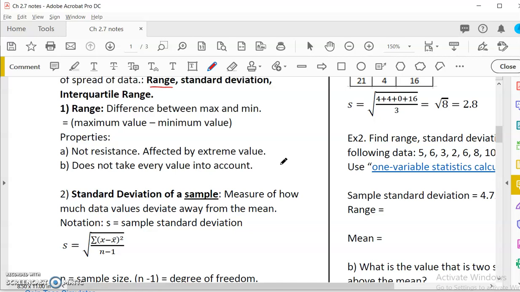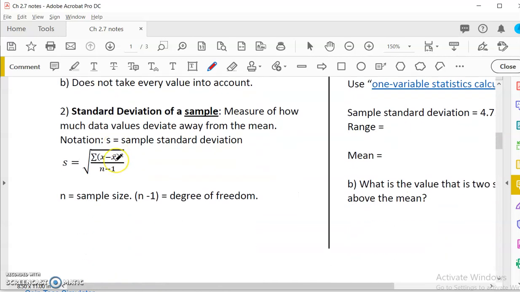Okay, so how do you calculate them? Range, we talked about that, is maximum minus minimum. Remember it's not add, it's minus. So it just tells you the distance between the lowest and the highest. The properties of this measurement: it is not resistant, it is affected by extreme data, it does not take every value into account, and it also doesn't measure the degree of variation that much. It only concerns two data values.